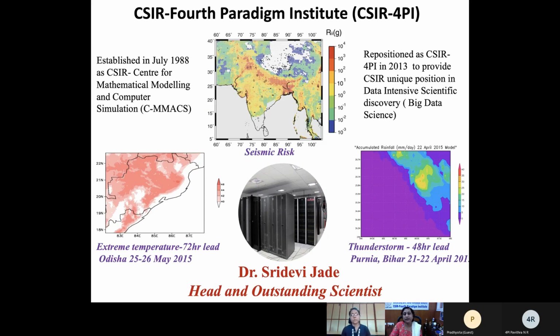This was established as a center in 1988 to basically do the third paradigm of science, that is computational science. Then when big data science came into the picture, in 2013 we were repositioned as an institute to do big data science. From 1988, our institute hosted the supercomputing facility for the CSIR as a whole, and at one point, I think in 2012, we were the number one supercomputing facility of the country.